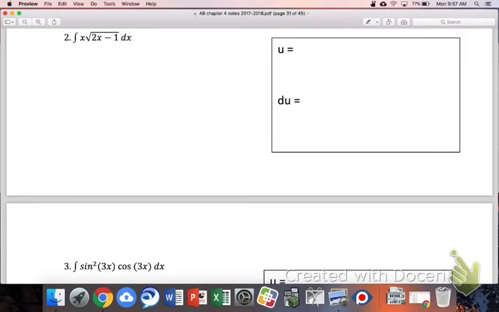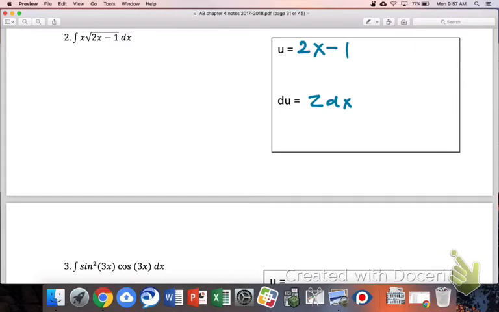So you'd want to still set up your u to be the inside function, just like we did with the previous one. And anytime you set up a u substitution, you're going to want to find the derivative of that, the differential. In this case, du equals 2 dx. And this is kind of our jumping off point. At this point, it looks just like the other one, doesn't it? But you do have that extra factor of x we need to deal with.